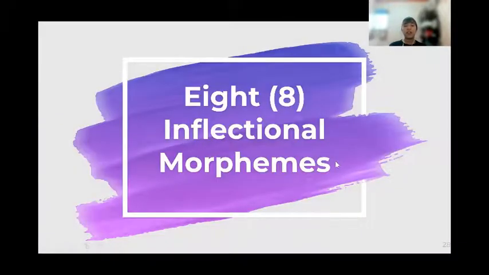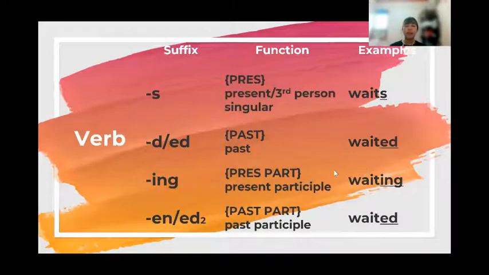So we have 8 inflectional morphemes only in the English grammar. So first we have for the verbs. Sa informing verbs, for example, we only have 4 inflectional morphemes. So we have here for the present tense, for the past tense, for the present participle, and for the past participle. So informing the present tense of the verb, we have here your suffix na s. So it shows or we use your suffix s to show that something is currently happening.